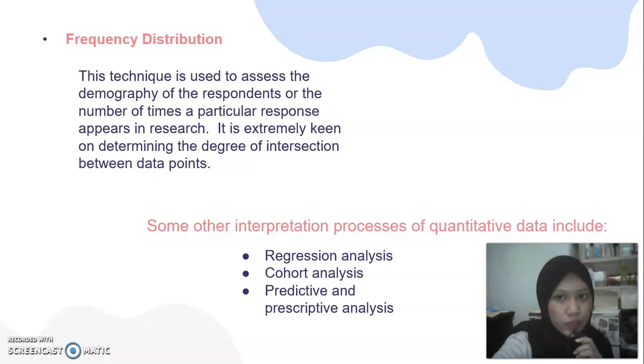And the last is frequency distribution. This technique is used to assess the demography of the respondents or the number of times a particular response appears in research. It is extremely keen on determining the degree of intersection between data points. Some other interpretation processes of quantitative data include regression analysis, cohort analysis, and predictive and prescriptive analysis.